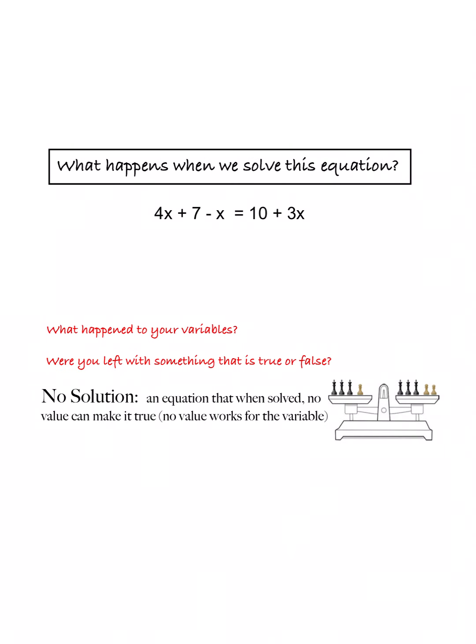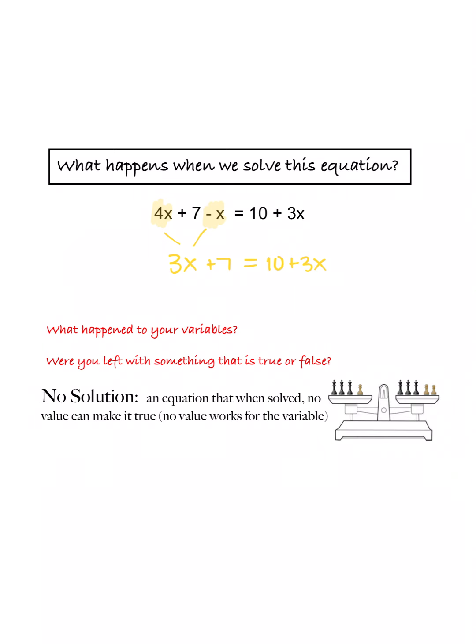Looking at the next one, we have 4x plus 7 minus x equals 10 plus 3x. So again, we're going to combine like terms. On the left, I see 4x minus x, which will give me a 3x. I still have plus 7. Equals, there's no like terms on the right side, so there's nothing to combine. So 10 plus 3x over there.